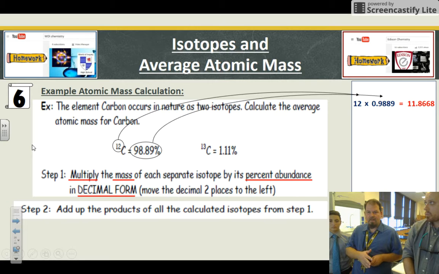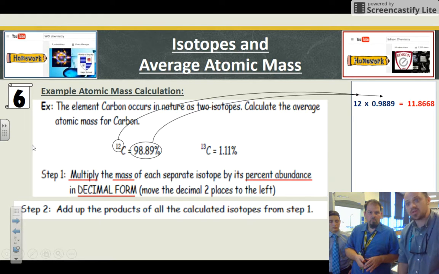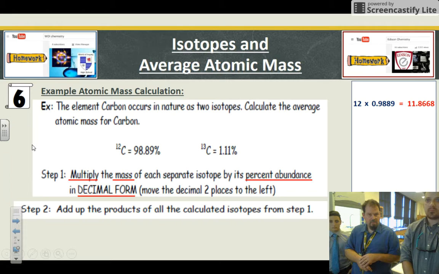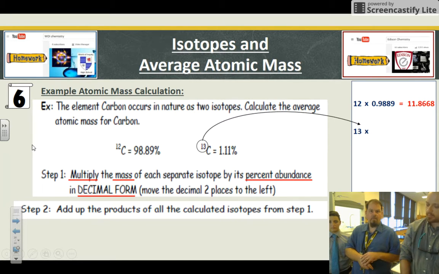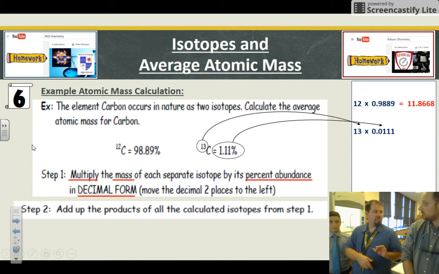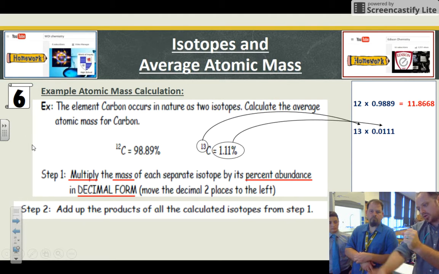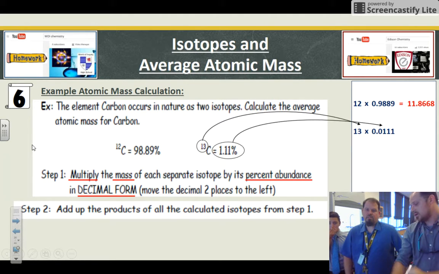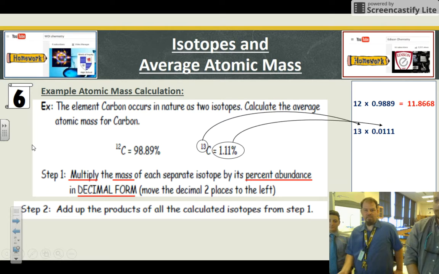So this mathematics gives me an answer of 11.8668. But it's only part of the picture because you have to account for the other isotope, which is carbon 13 in this case. Do the same process. The mass for carbon 13 is 13. I'm going to take this 1.1% into decimal form. Move that decimal 2 steps to the left, put a 0 in the space. And now we can multiply these together. Now I've done step 1.